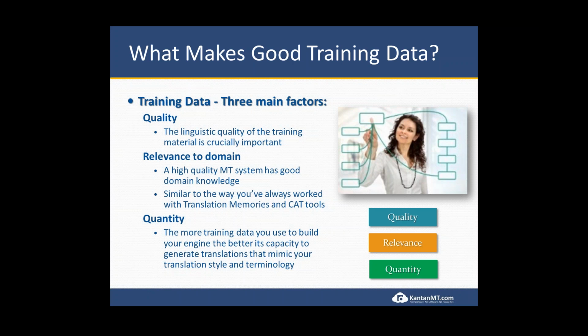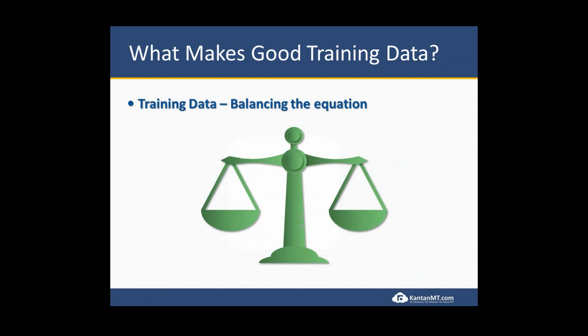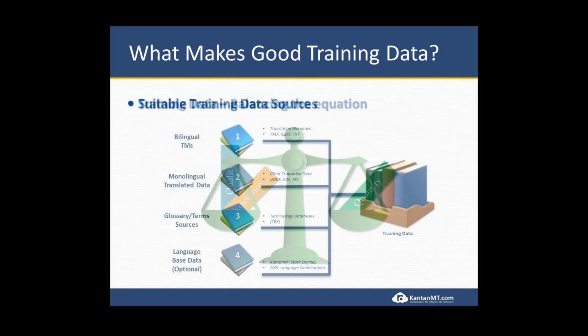So this is a balancing act that our clients have to get right. Do they have lots of quantity and less quality, or do they have higher quality and less quantity? This is a balancing act that every client has to get right. And we work with our clients to get this mixture of quality versus quantity just right to build the highest possible engines. In fact, the technology called Kantan Build Analytics helps our clients go through this process to make sure that they get this equation correct.